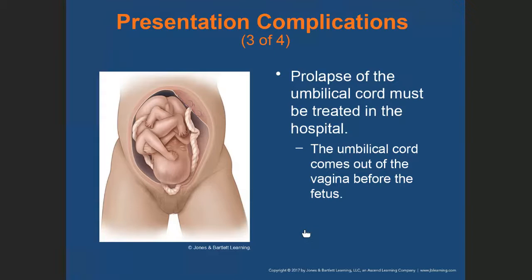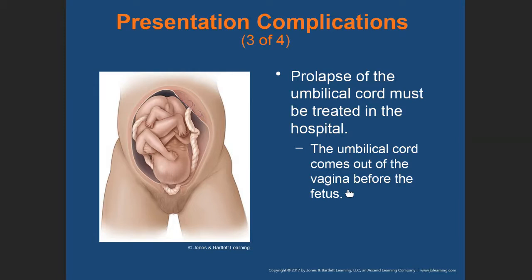Prolapsed cord. The umbilical cord may be at the vaginal opening. The risk is the baby can create compression on the cord, cutting off their circulation supply. Prolapse of the umbilical cord must be treated in the hospital setting. The umbilical cord comes out of the vagina before the fetus. Two EMTs may be needed around the back for this, because one needs to create space to relieve pressure off the cord.